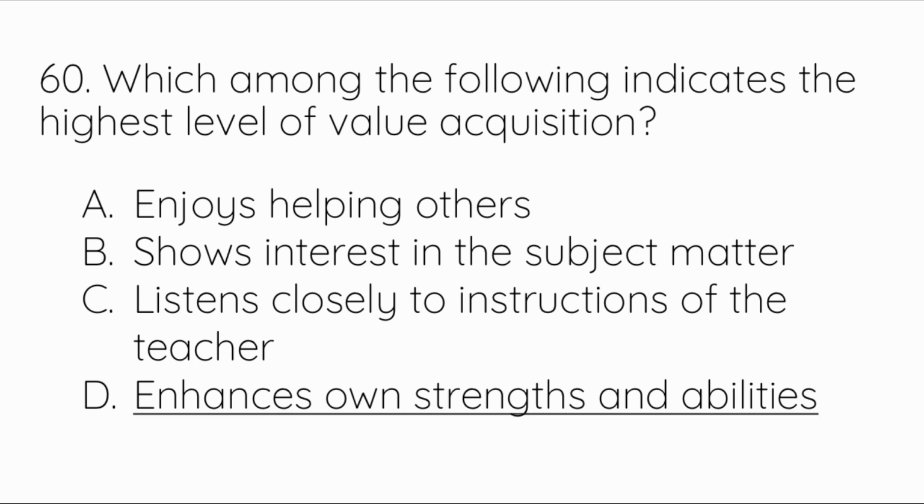Enhances own strengths and abilities. This reflects characterization by value, the highest level, if you remember, where values are internalized and consistently guide self-improvement. For example, a student actively developing their skills because they value excellence, it shows deep integration of values. Yung option A and B reflect lower levels. Yung option C naman, it indicates compliance, which aligns with receiving or responding. So number 60 is letter D.